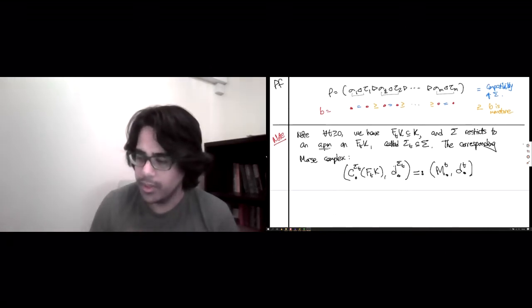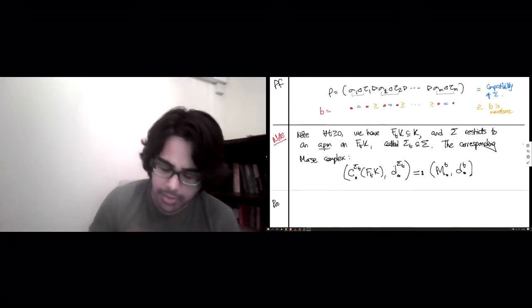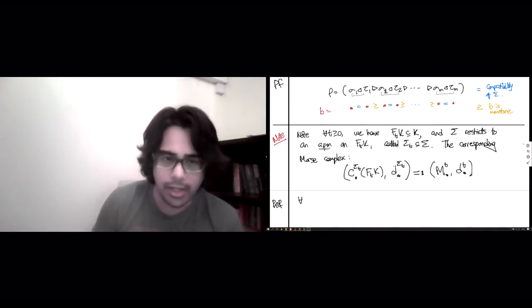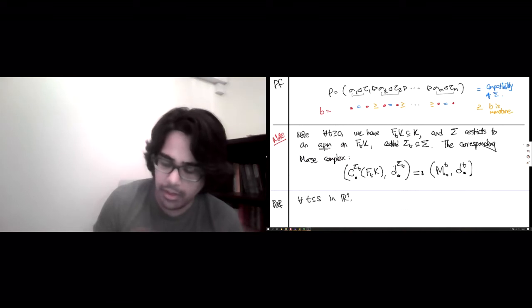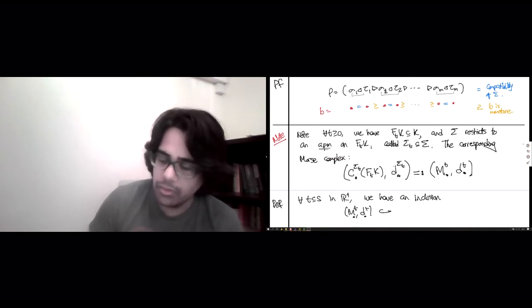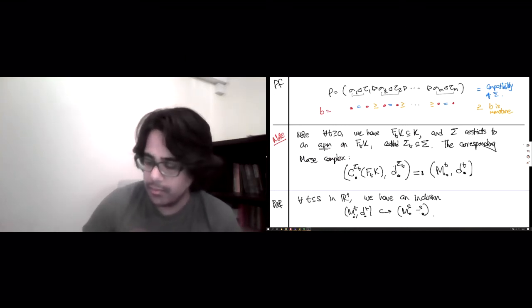Okay, so with that notation in place, here's another proposition. For every t less than or equal to s in R plus, we have an inclusion of Morse complexes. So the t-th Morse complex includes into the s-th Morse complex, d_s. Okay, so let's try and see why this must be the case.